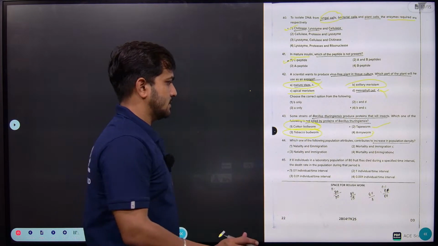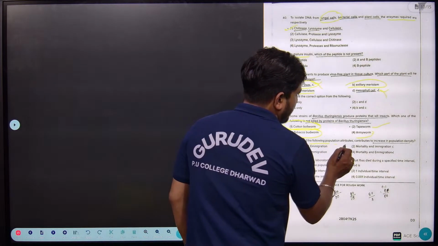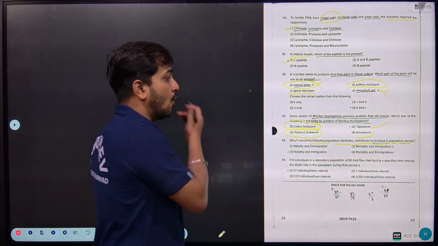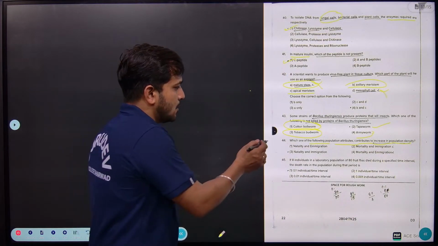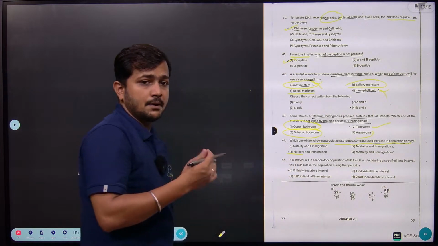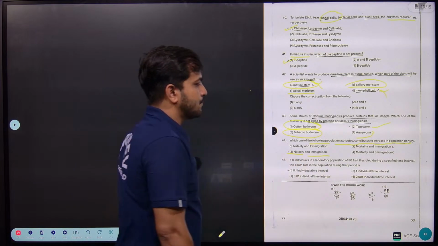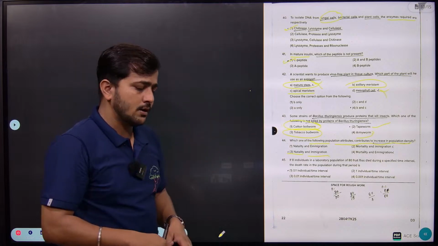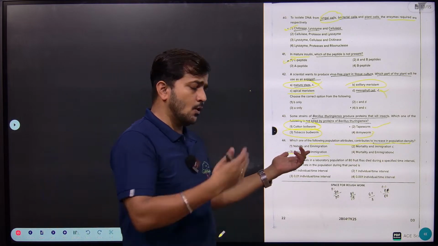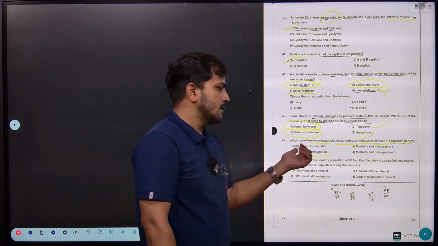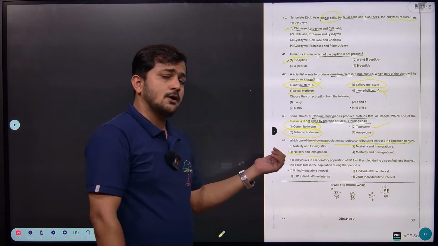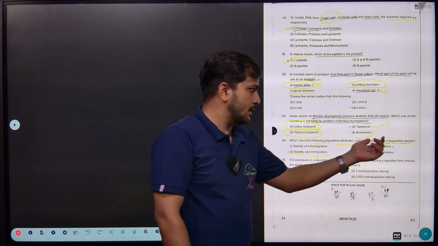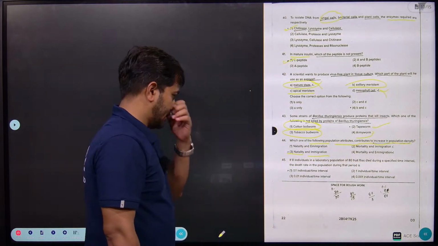Which one of the following population attributes contributes to an increase in population density? So how can population density get increased? One is by natality, that is birth rate, and also immigration, right. The individuals coming from another location to this one location. So birth rate, which can be called natality, and immigration can affect the increase in population density, right.